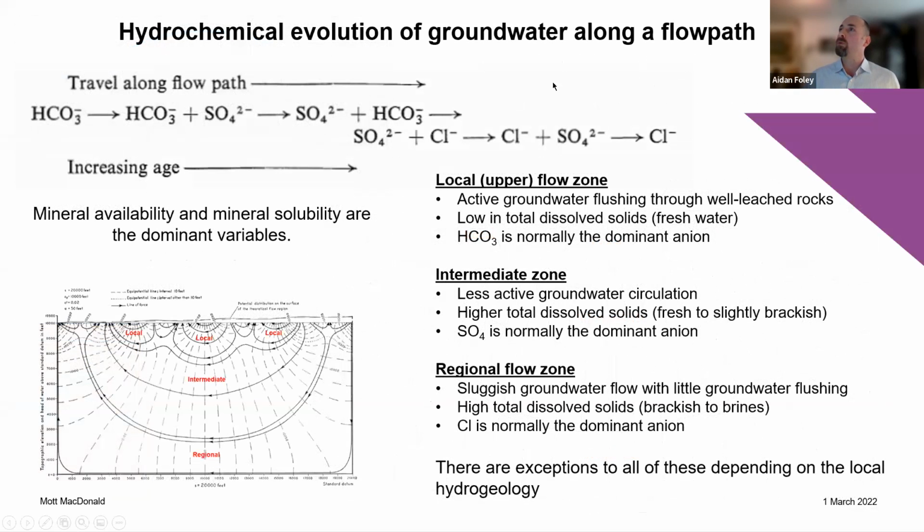Now, the reason that is important is because we have hydrochemical evolution along the length of a flow path. And these local, intermediate, and regional zones are characterized by greater or lesser degrees of flushing of the bedrock and greater or lesser degrees of dissolution of the minerals which comprise the rocks. And when we look at the water chemistry of a spring, we can tell how the regional, local, or intermediate flow systems are interacting.